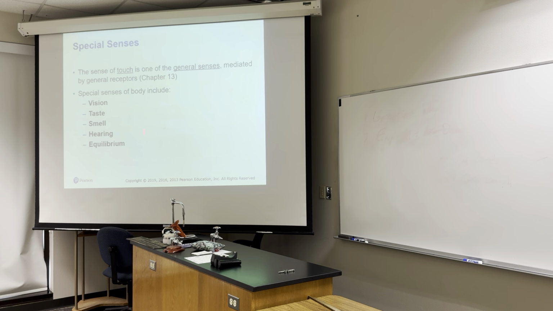And as I told you already, when we say the special sense, you have the special organ to sense that specific stimuli. So what are the special senses? Vision. For vision, what do you have? Your eyes. And for taste, you have tongue. For smell, you have nose. For hearing and equilibrium, you have the ears.